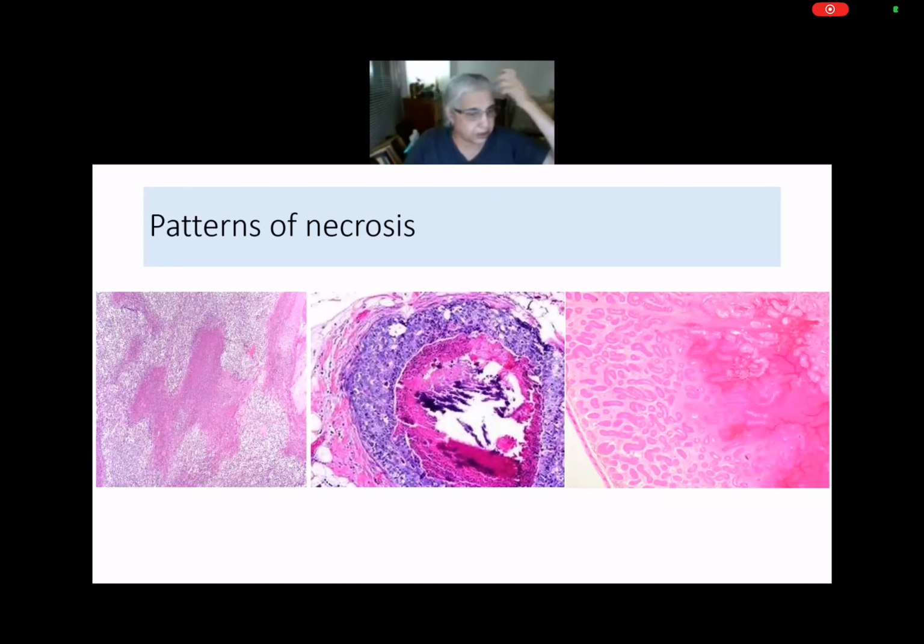Will somebody tell me? I think Shweta has answered. Let me ask Pratibha. Pratibha, are you there? Yes, ma'am. Very good. Pratibha, now you see the first picture on the left-hand side. Okay, what is that pattern of necrosis? If anybody wants to answer in the chat box, please go ahead. But first, let me ask Pratibha. What is that pattern of necrosis?